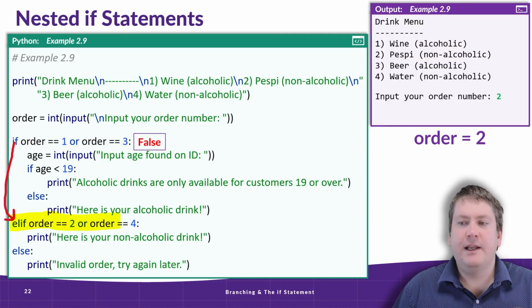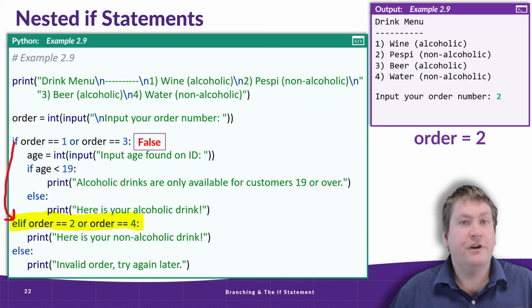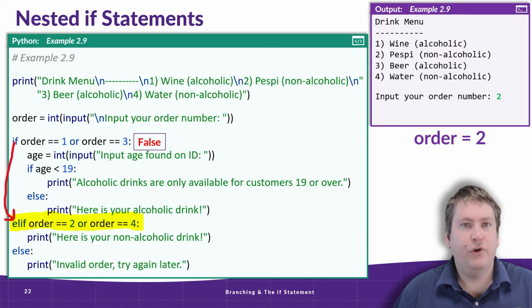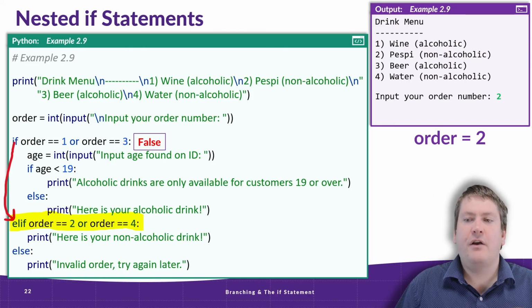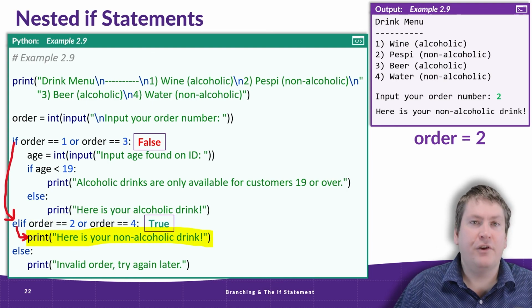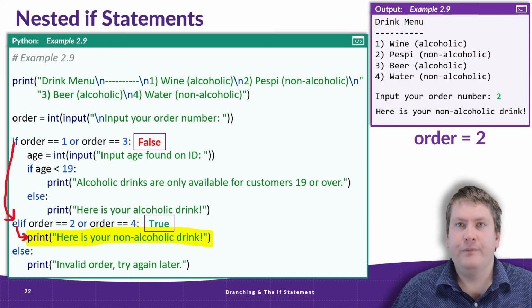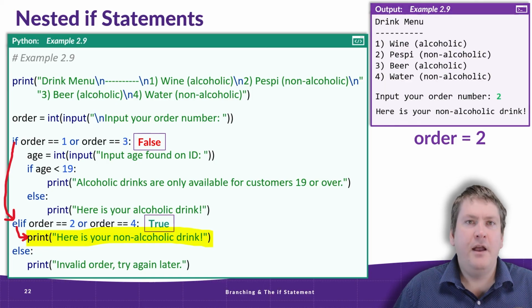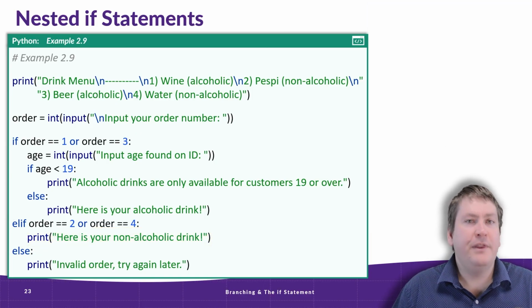Instead, we jump down here to the next else if. The condition for this else if is order equals 2 or order equals 4. Order does equal 2, so that's going to be true. And that means we enter this block of code, which is simply going to be printing out, here is your non-alcoholic drink order. And we can see that's been printed to the output window. So let's try this again, but with a different value.